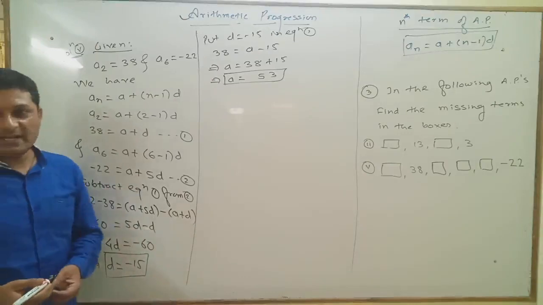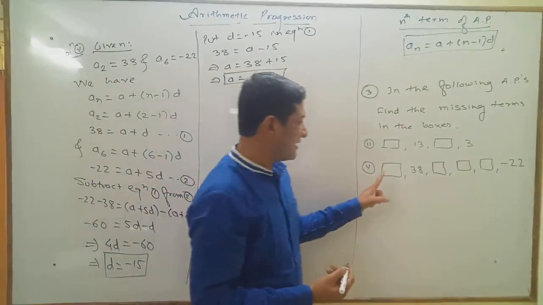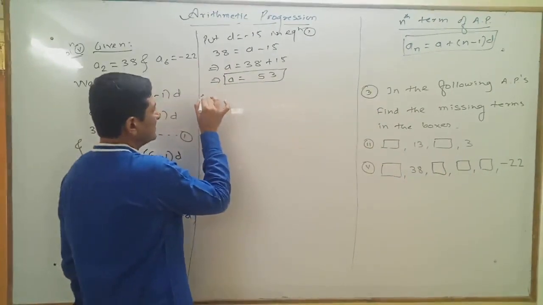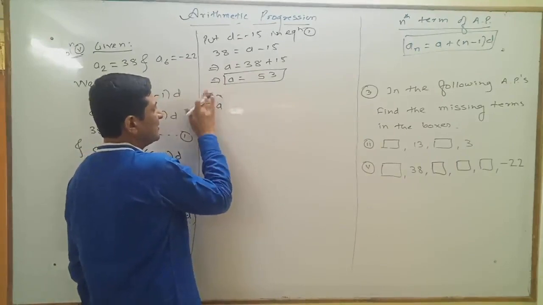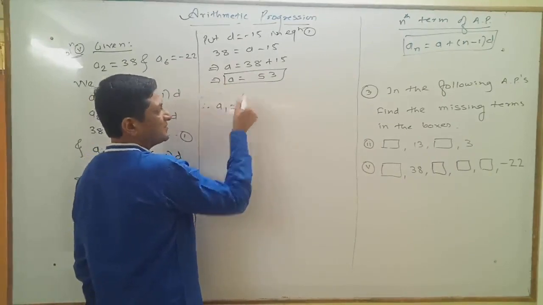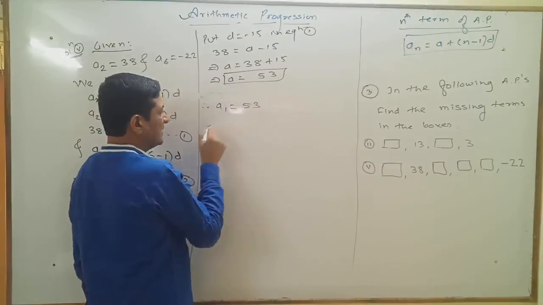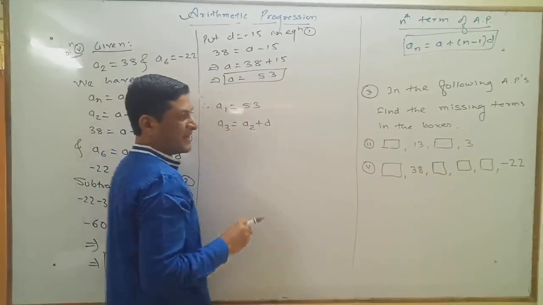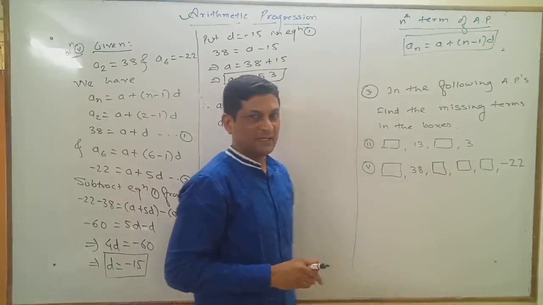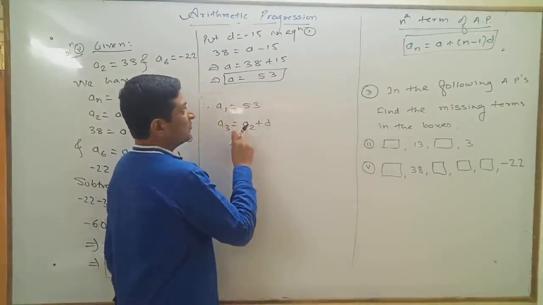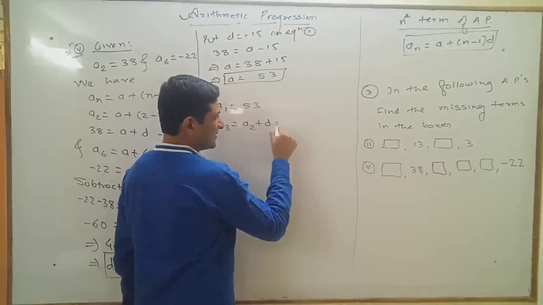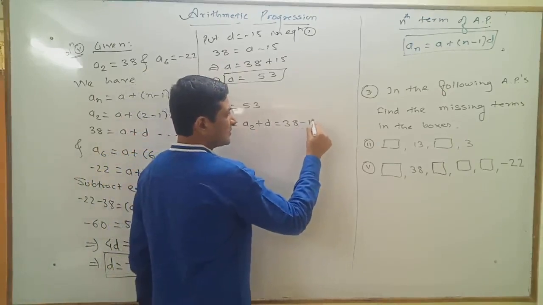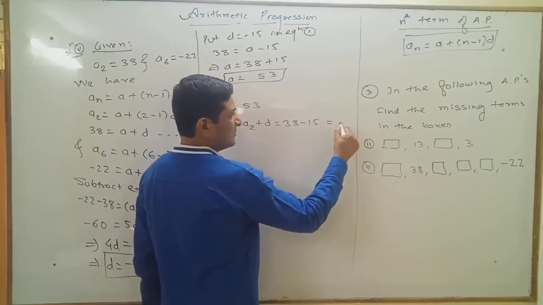Once the values of A and D are known to us, now we are trying to find our required values, means first term, third, fourth and fifth term. So now A1 is equal to, what will be the first term? First term is nothing but A. A means 53. Now we are trying to find the third term. Third term means, can I say that A2 plus D? If we are adding D to the second term, we will get the third term. So the value of A2 is already given to us, 38. And D, just now we have got the value of D equal to minus 15. So 38 minus 15 will be equal to 23.